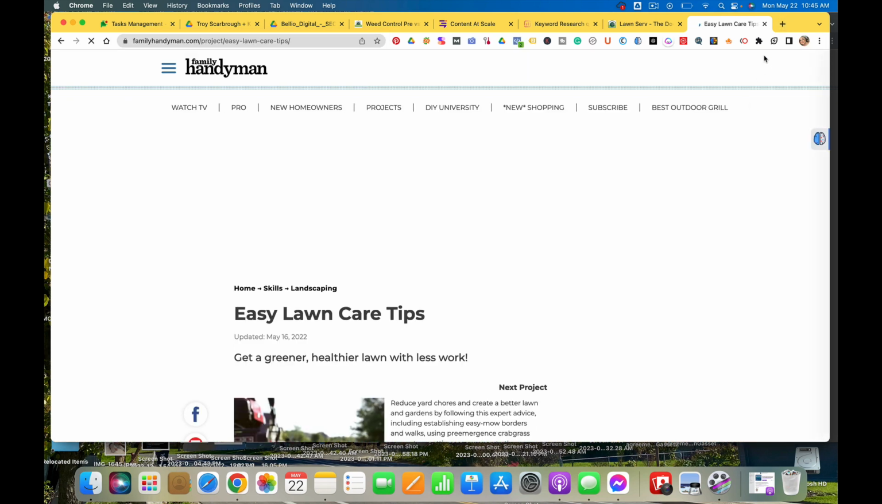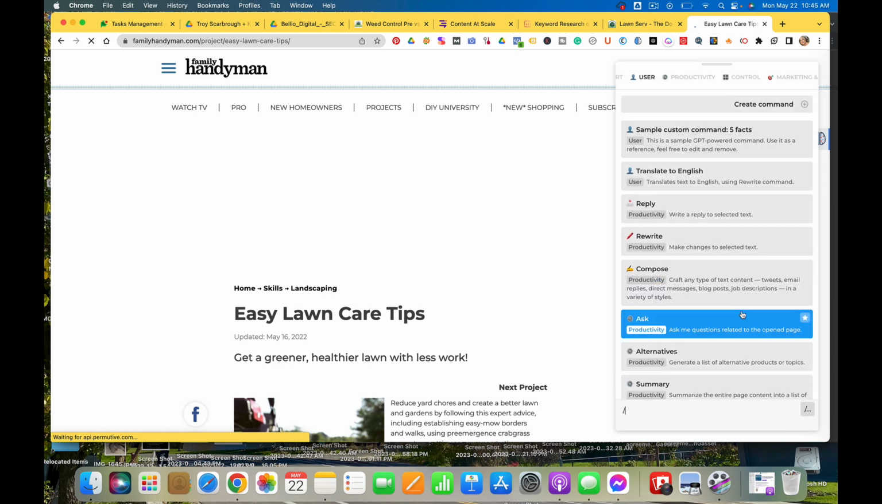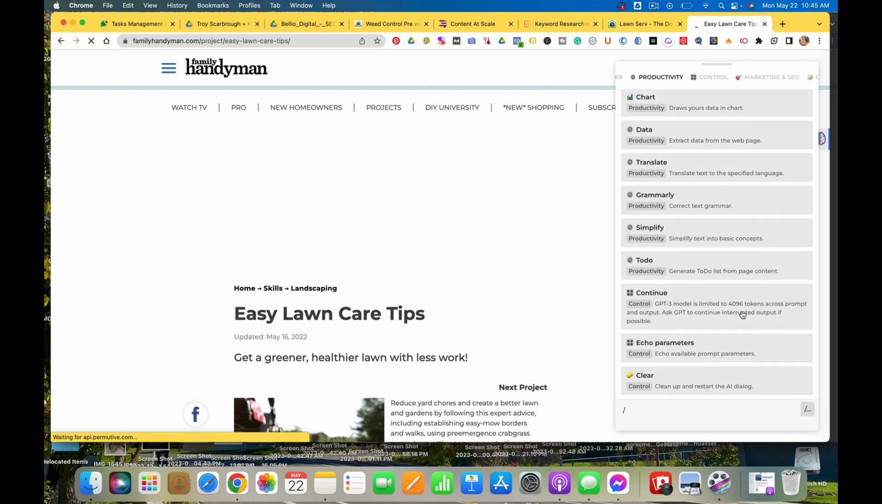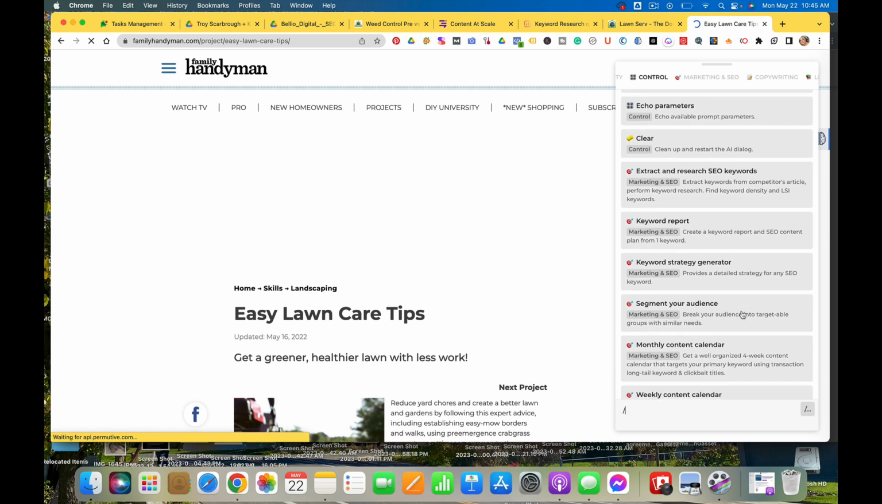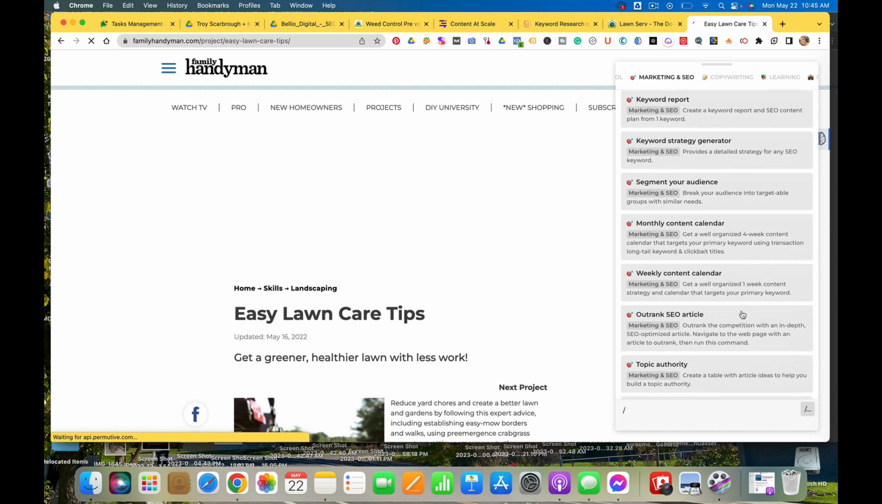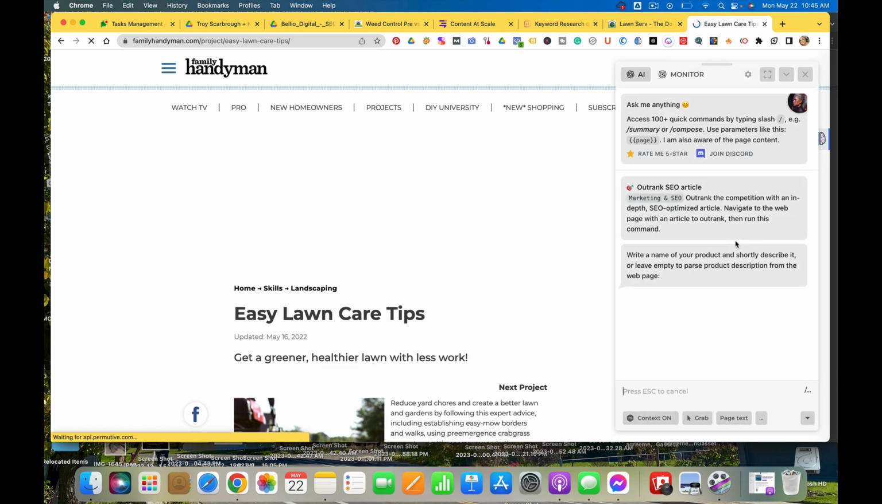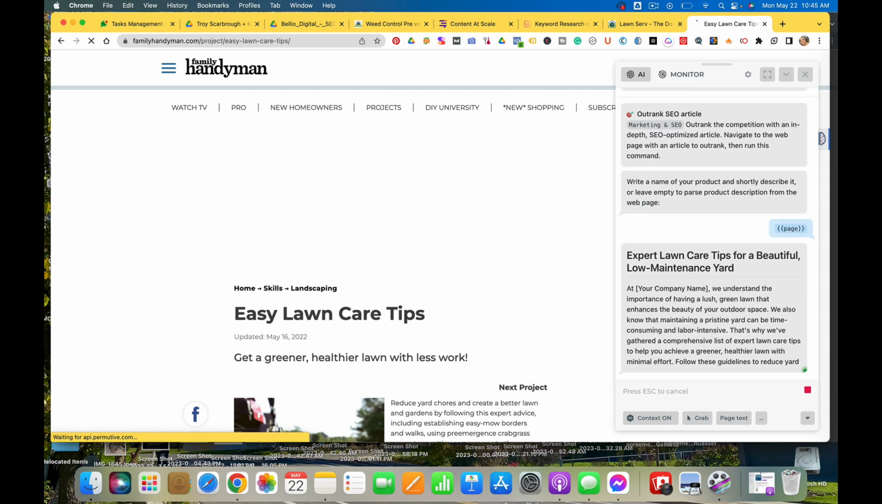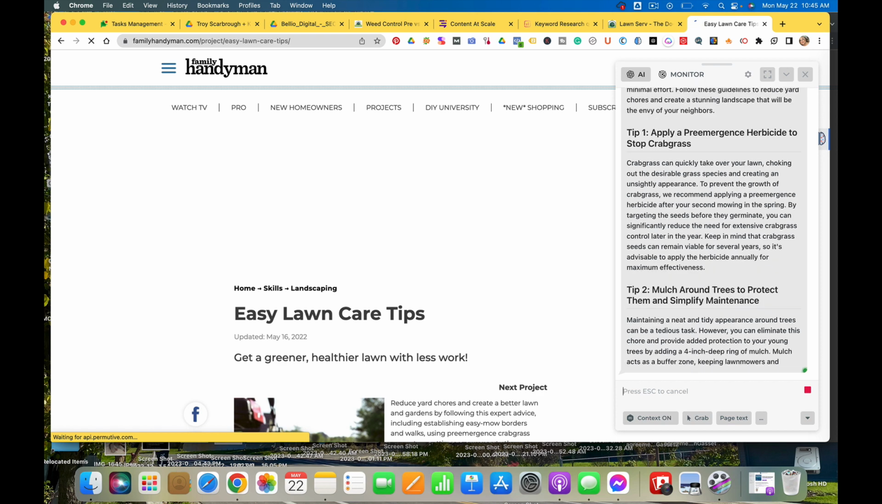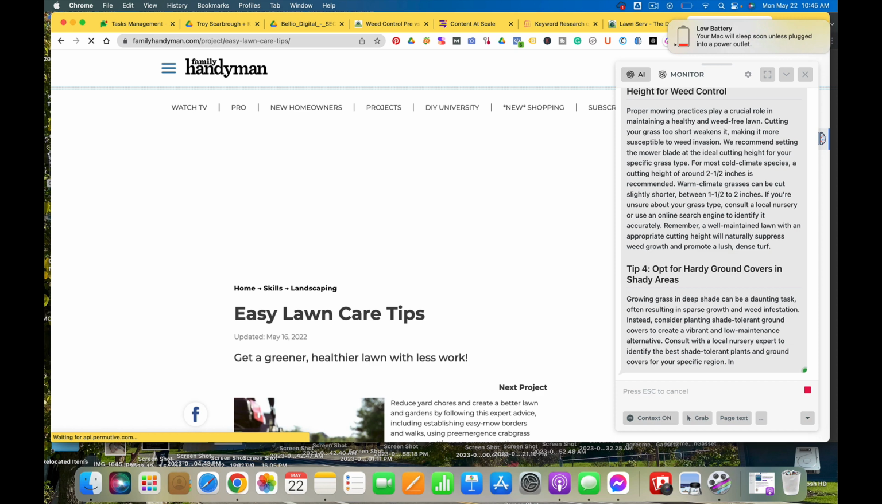And we have this. And now what we're going to do is we're going to come over here to Harpa AI and we're going to analyze this. I'm going to come down here to our keyword report. I want to do the one that says outrank an article. All right, so we're going to just press enter and it knows. And it's going to write me an article that supposedly will beat.